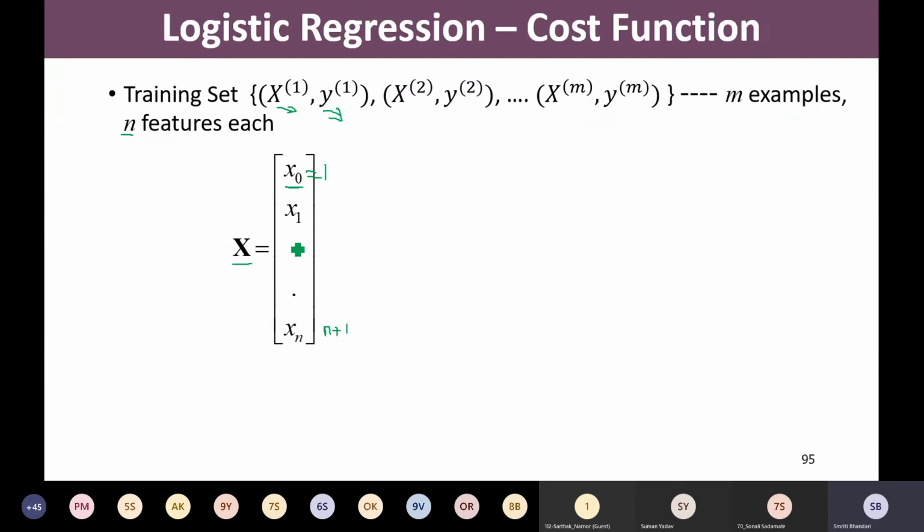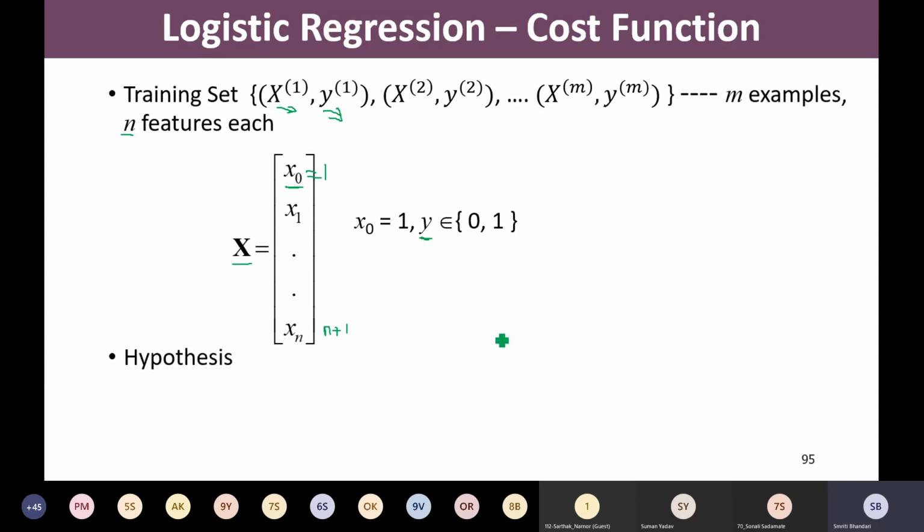So n features are provided, and we have added one more feature, x0 equal to 1. So the overall size of my feature vector is n plus 1. x0 is always 1, and our label y always has the value 0 or 1, because we are talking about binary classification with two classes. So I have class label either 0 or 1. So this is what our problem statement is.